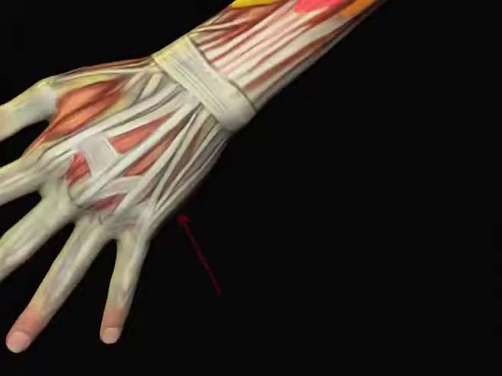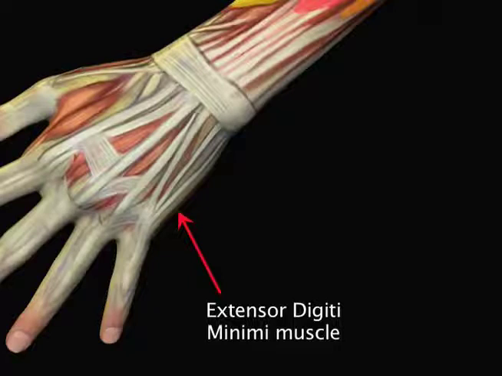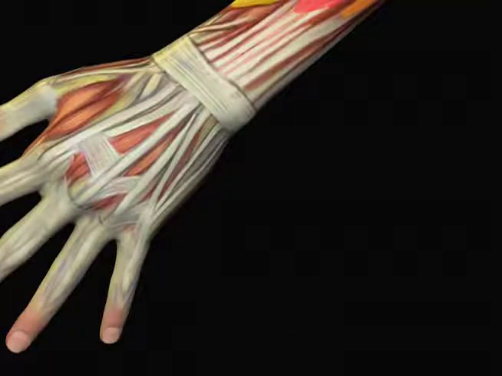Next muscle is the extensor digiti minimi. Again its origin is from the common extensor origin, that is from the lateral epicondyle of the humerus, and it is inserted via 2 tendons on the dorsal expansion of the little finger. Its nerve supply is the posterior interosseous nerve, and action is to assist in extension of the little finger. From the name digiti minimi itself, we can understand that it is extension of the little finger.